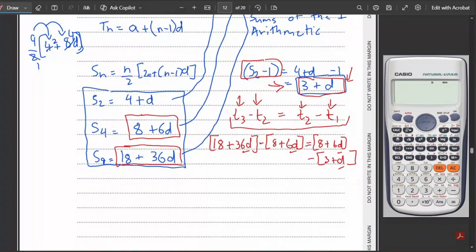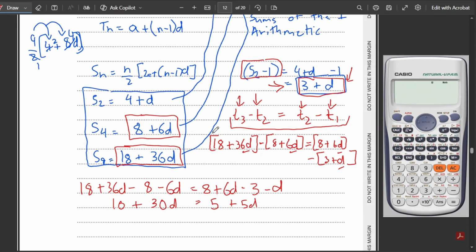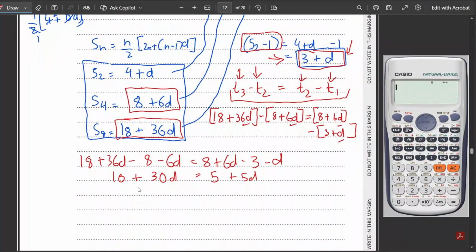If I expand this out, I'm going to get 18 plus 36d minus 8 minus 6d equals 8 plus 6d minus 3 minus d. So I keep on solving this, and I'm going to get 30d plus 10. And from the right-hand side, I'm going to get 8 minus 3, that's 5, and 6d minus d, that's going to be 5d. Okay, so get the d terms on one side, get the constant terms on the other side. So 30d minus 5d equals 5 minus 10. This is equal to minus 5.